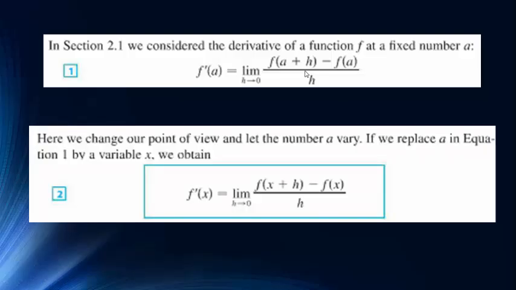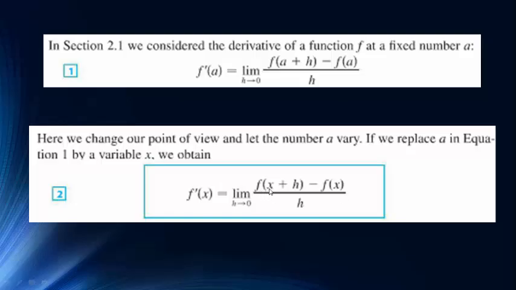Here, what we're going to do in 2.2, and we already saw a preview of this in 2.1, we're going to change our point of view and let the number a vary. And what that means is we're going to find the derivative over the entire function of f. So instead of finding the derivative at one value of x, we're going to find the derivative at all values of x. Basically, we're going to find a formula or a function that will give us the derivative at any point along the function.